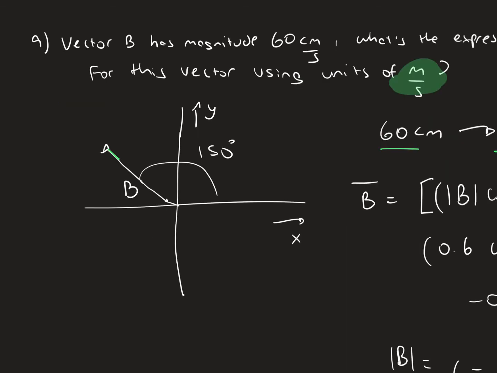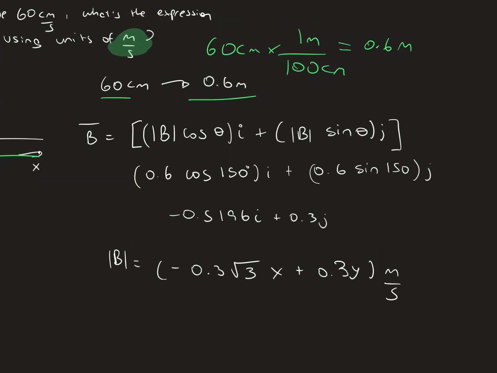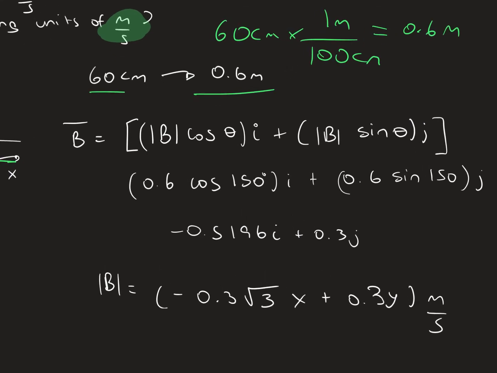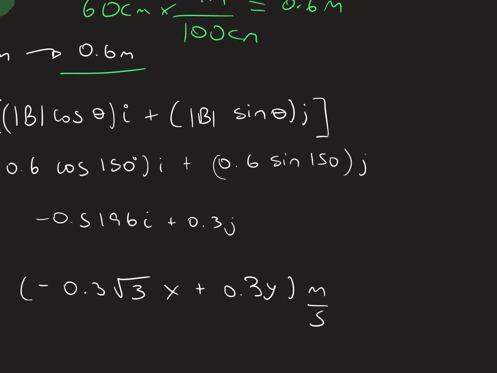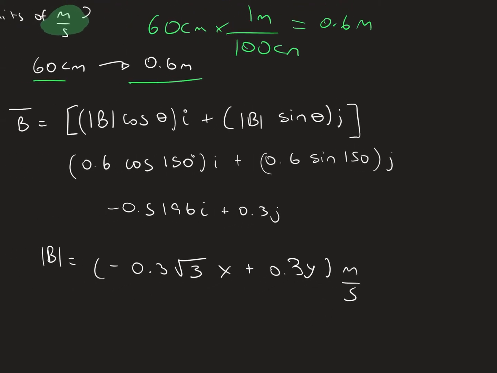They're also giving us the figure, and we've got the vector B, which has an angle of 150 degrees. This represents the x direction, and in the upward direction we have the y-axis. So we're going to use the following equation, as we have the value of the magnitude and the angle. It's going to be B cosine of theta times i, plus B, the magnitude, times sine of theta times j. So we're plugging in the values: 0.6 and the angle 150.